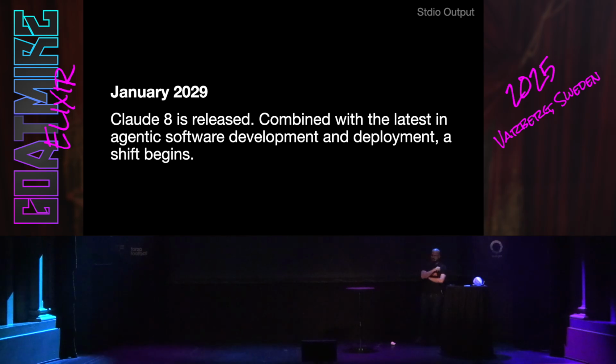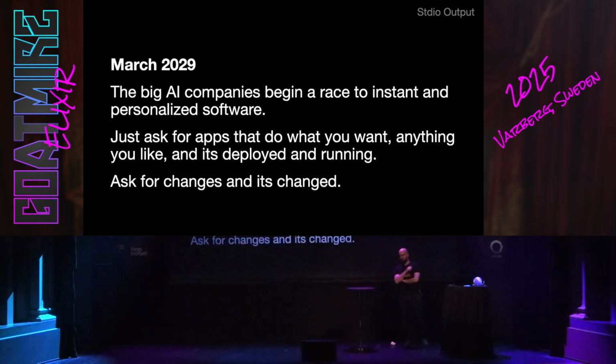January 2029, Claude 8 is released. Combined with the latest in agentic software development and deployment, a shift begins. March 2029, the big AI companies begin a race to instant and personalized software. You just ask for apps that do what you want, anything you like, and it's deployed and running. Ask for changes, and it's changed.